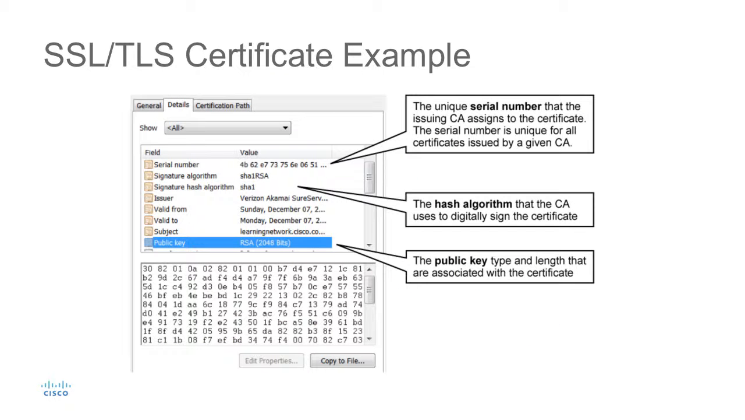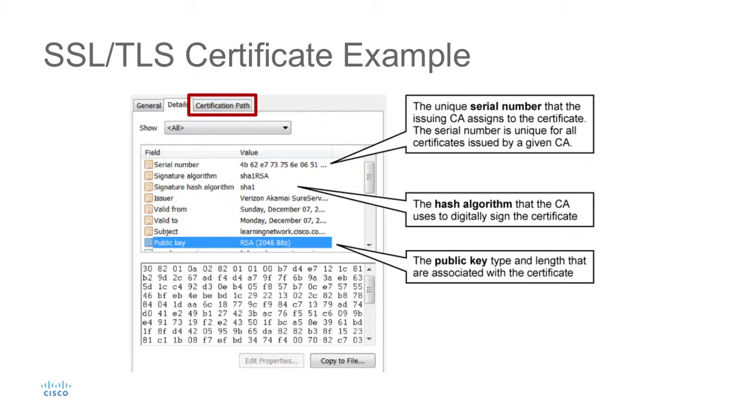We could click on the details and get even more details about this certificate. When we do that, we can see things like the public key. We can see that the public key uses the RSA encryption, 2048-bit. We can see that there is a unique serial number. This is the serial number that we would find on the CRL if we were looking to see if it had been revoked. And we can also see that as the cipher suite was negotiated, SHA-1 was selected as the hash algorithm to digitally sign the certificate.